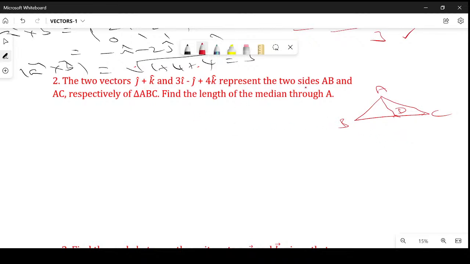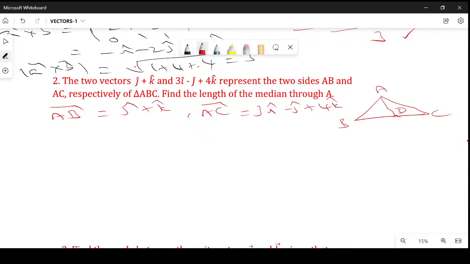But they have given the two vectors. AB bar is given as J cap plus K cap, and AC bar is given as 3I cap minus J cap plus 4K cap. Now, to find the median.